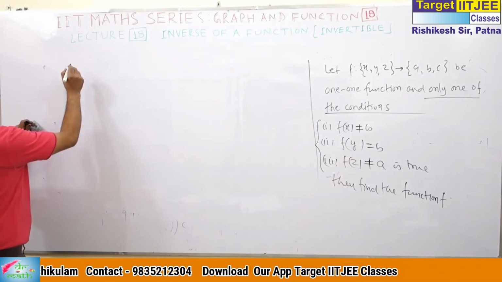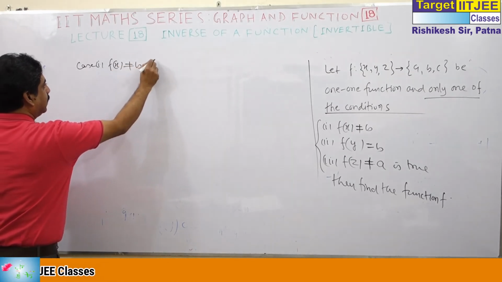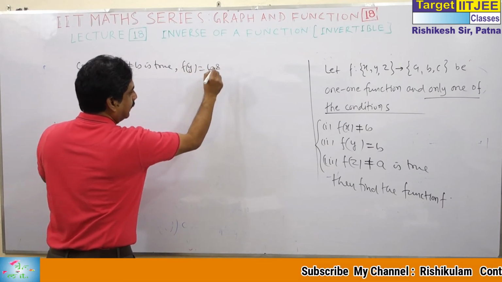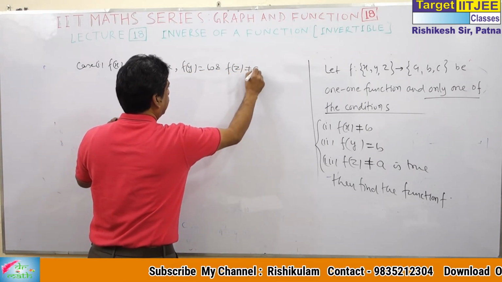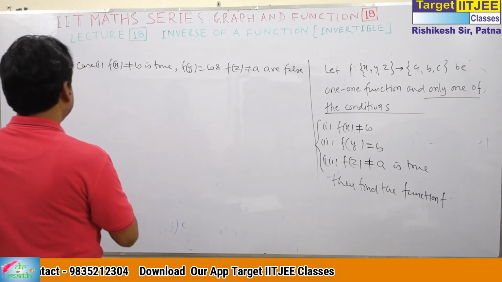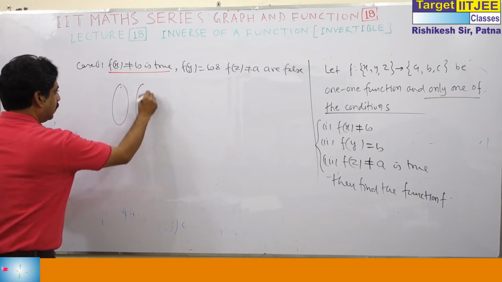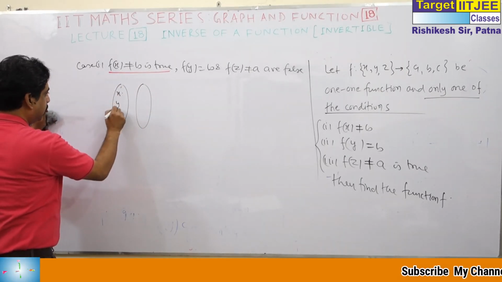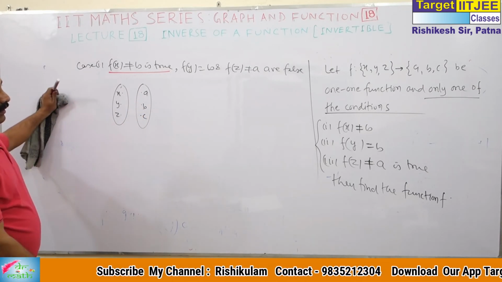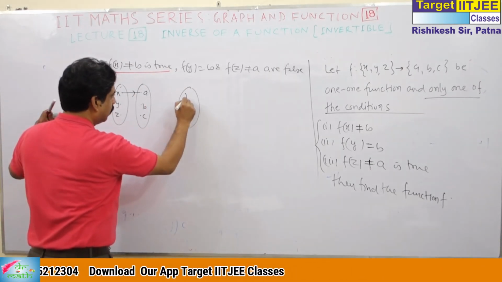Means what? We take case 1. Suppose f(x) not equal to b is true, f(y) is equal to b and f(z) not equal to a are false. This is the condition, one true and both others false. So what is the possibility? We will work on the possibility. This is x, y, z and this is a, b, c. If f(x) not equal to b is true, means x either goes to a, or what is the possibility?